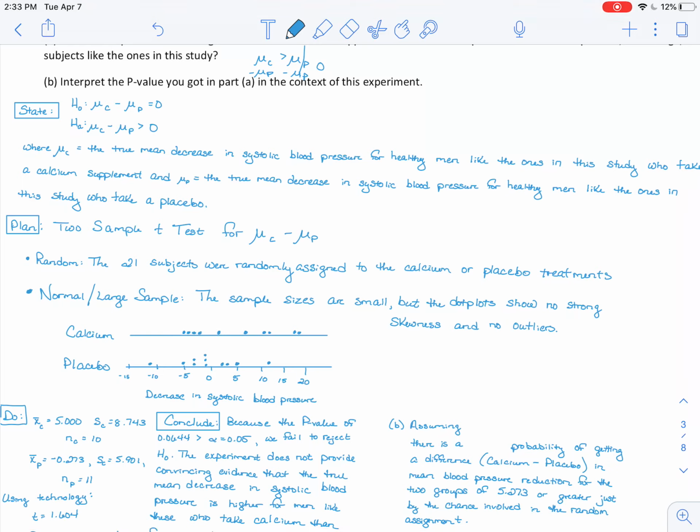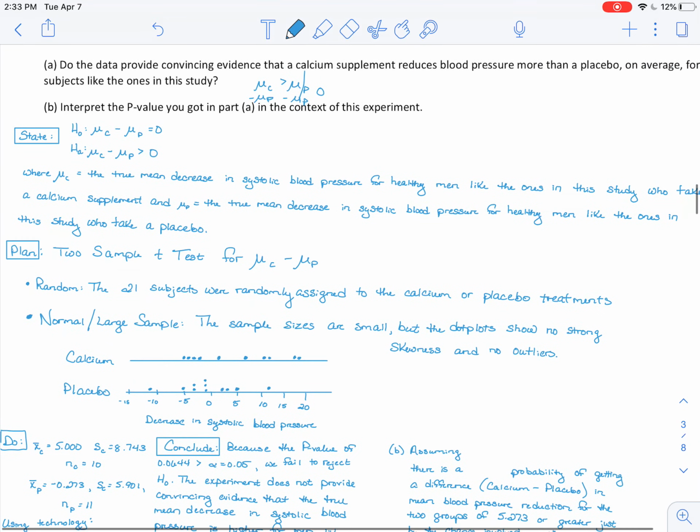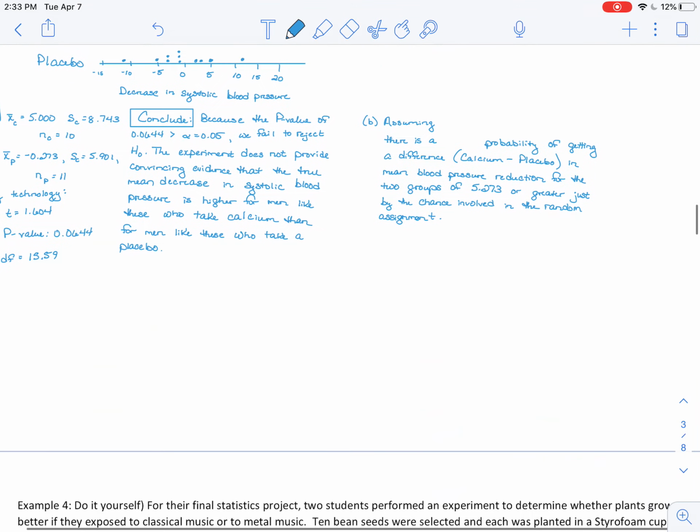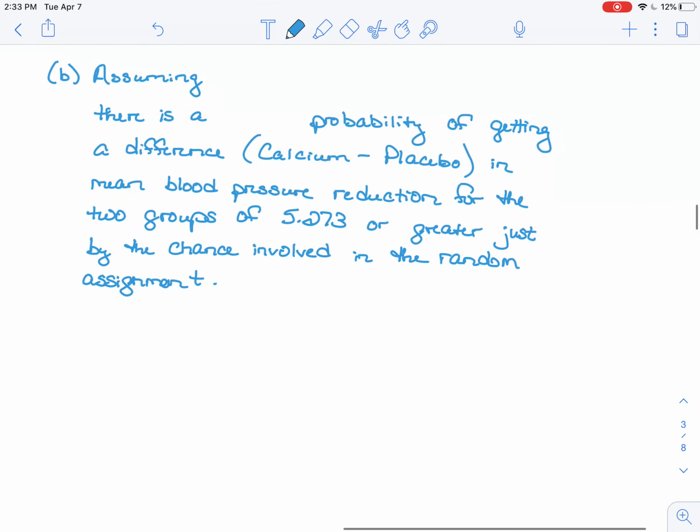The last thing we're supposed to do on this problem is interpret the p-value. What does a p-value mean for this particular problem? The p-value is always built on the assumption that the null hypothesis is true, and what's the probability that you'd get the sample data that you got, or something more extreme. So that's what I'm noting here.